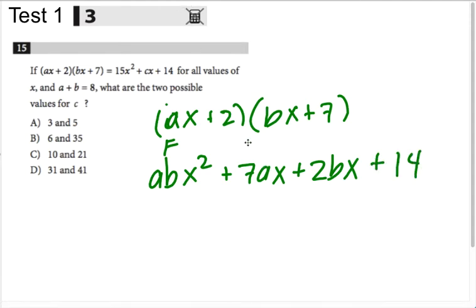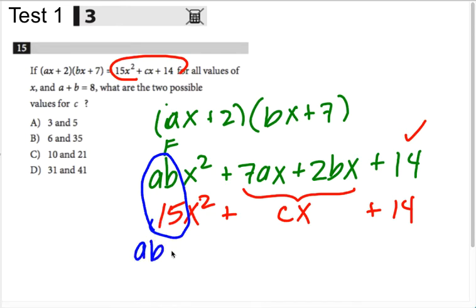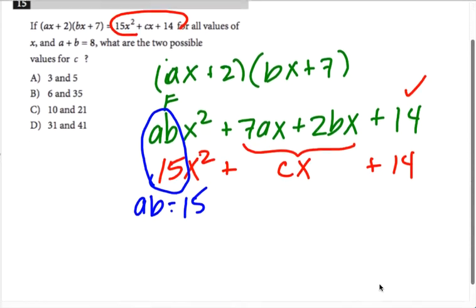So here's what we know. We are given that this thing, right? So this is 15x², plus this thing together is apparently cx + 14. Well, the 14s are clearly the same. So here's what we know. We know from this information that a times b is 15. So I know a times b is 15, and I know that a plus b is 8, right?